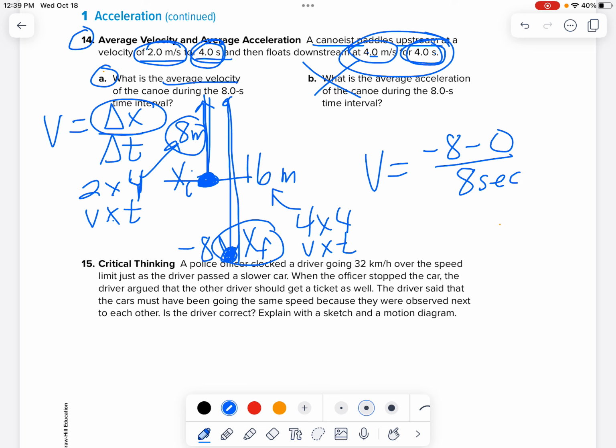And so I take my -8 divided by 8. That's a -1 meter per second. He's going downstream, okay? Downstream at an average velocity of 1 meter per second downstream. That's why it's negative. Okay?